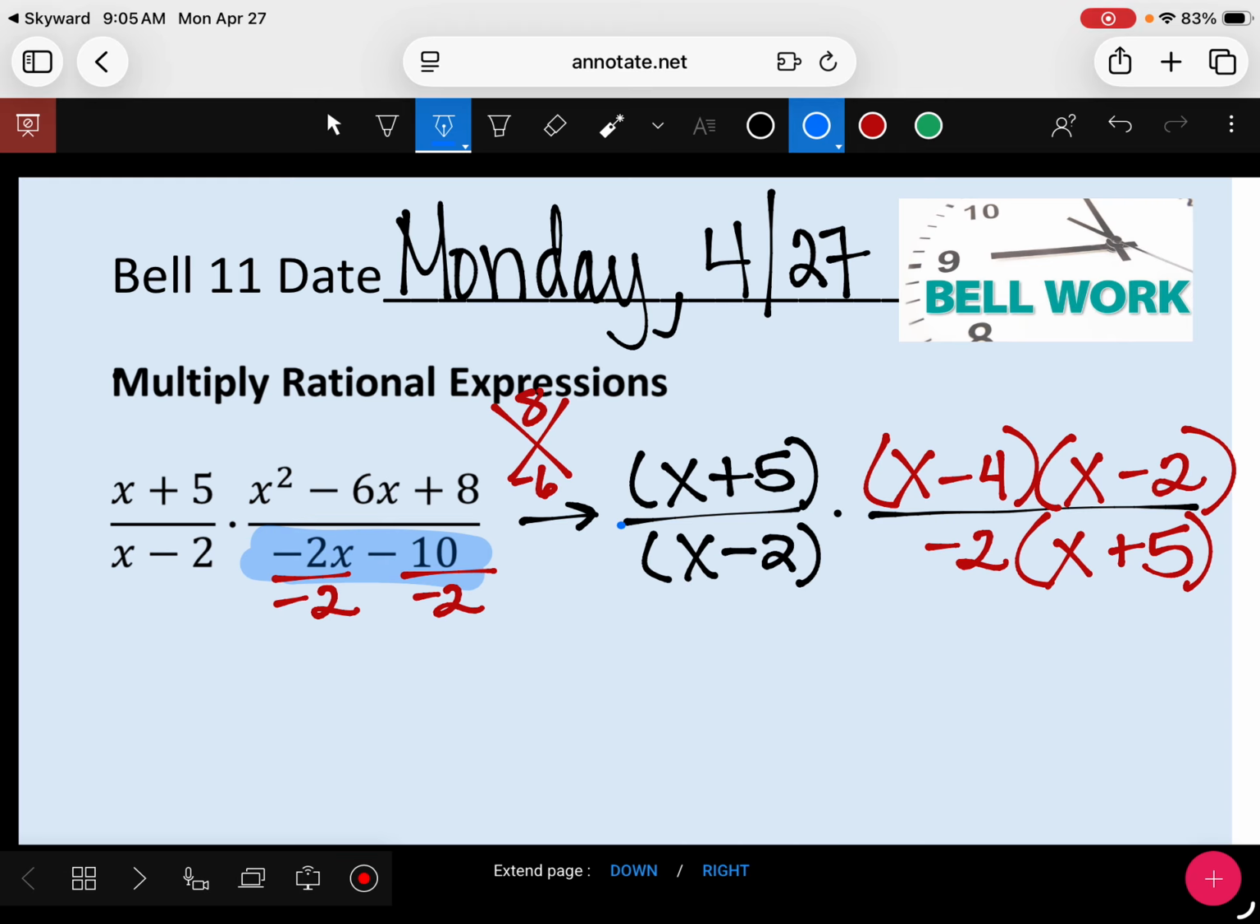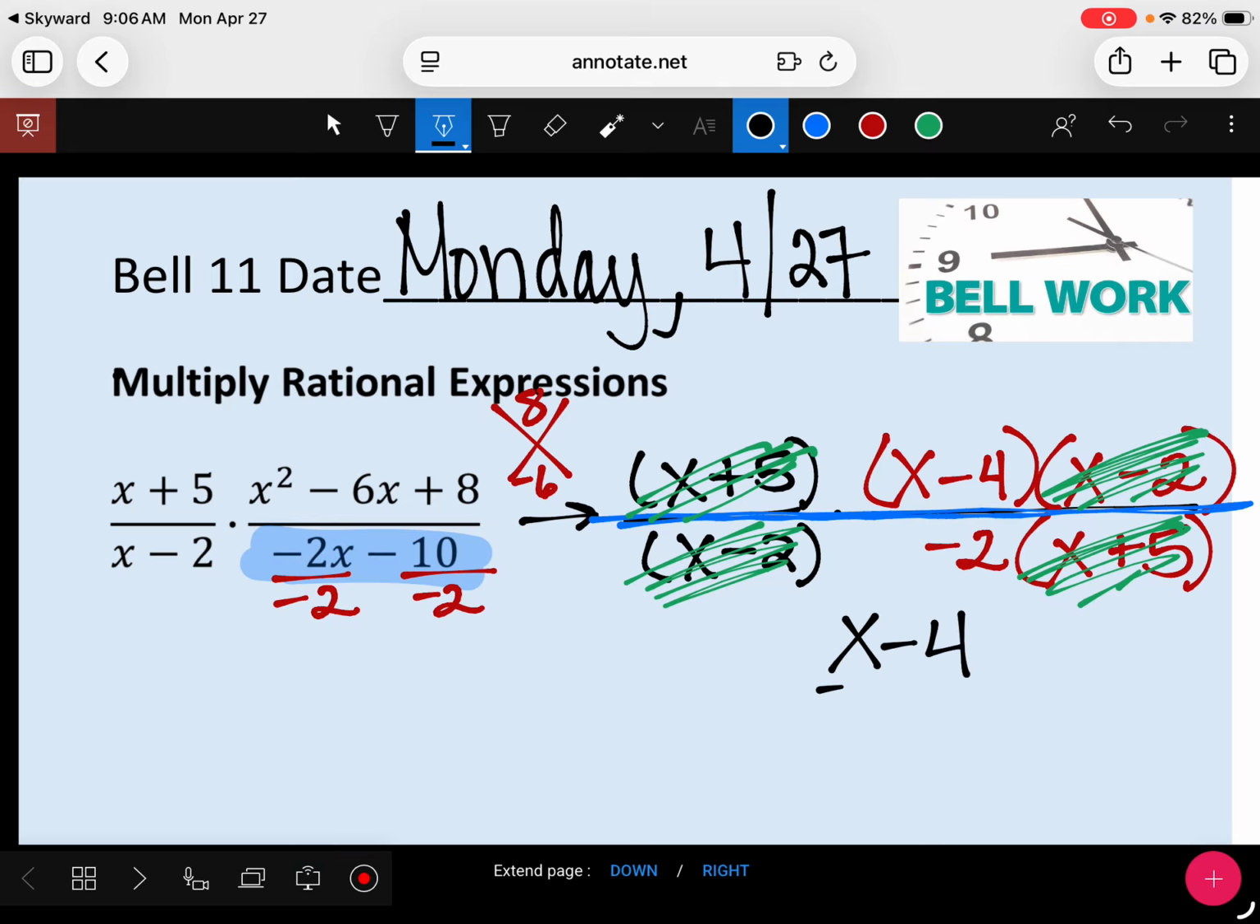Now we can bring this together and cross out what you can. So we can see that the x plus 5 goes away. And the x minus 2 goes away. Leaving me with a final answer of x minus 4 over -2.